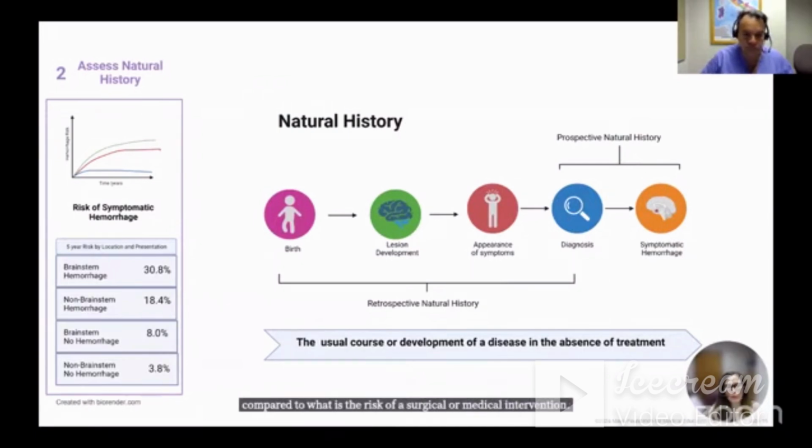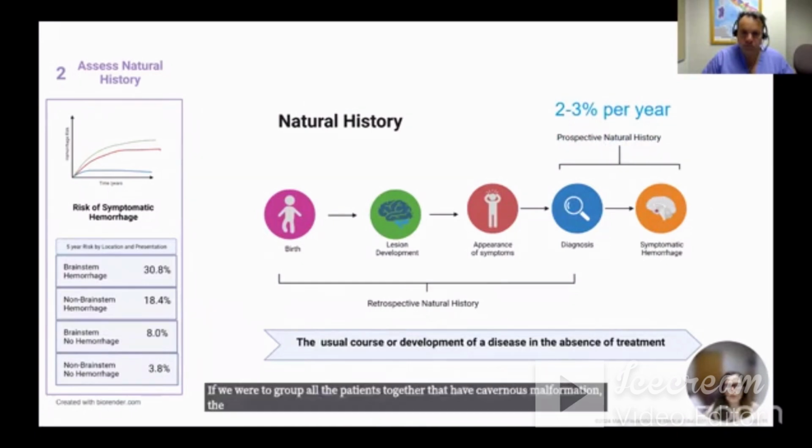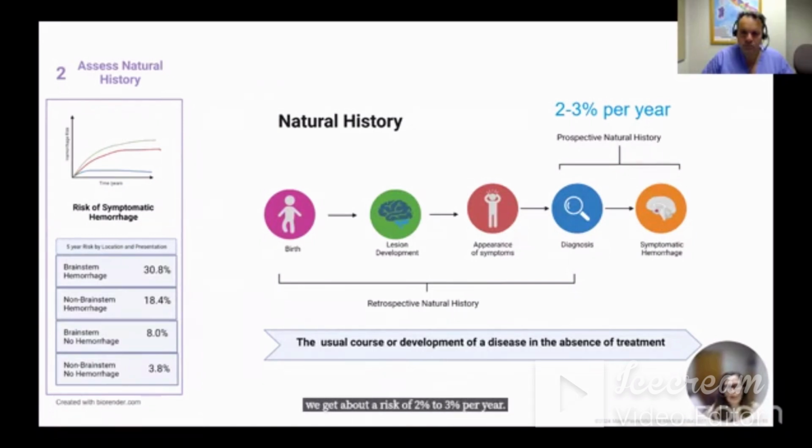It used to be we'd look at retrospective natural history, assuming that the lesion was present since birth. However, we now know that that is not true, and so now we're really focused on this prospective natural history from the time of diagnosis to the time of some future event like symptomatic hemorrhage. If we were to group all the patients together that have cavernous malformation, the incidental group, those with symptoms, we get about a risk of 2 to 3% per year. However, we can further stratify this risk with some other features.